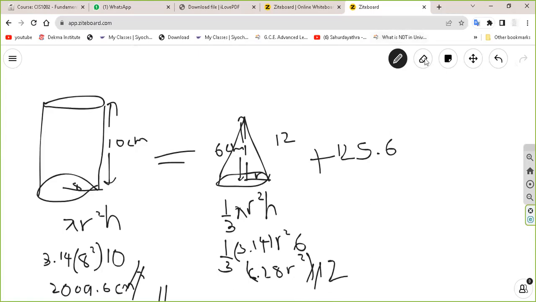Now I am cleaning the board. You have to find the value for r squared.